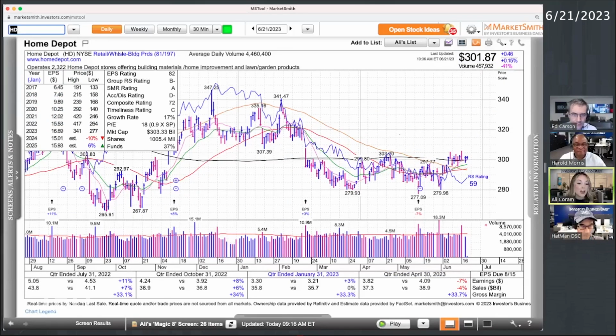So now we're looking at Home Depot here. Before we take a look at the option chain for a potential trade here, Harold, let's talk about the outlook for Home Depot stock and analyze this MarketSmith chart here for us.